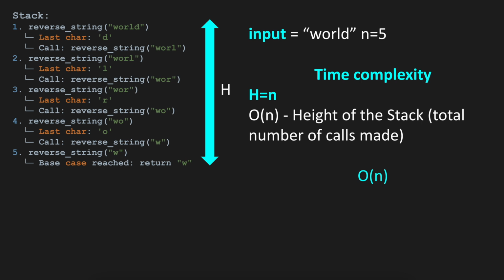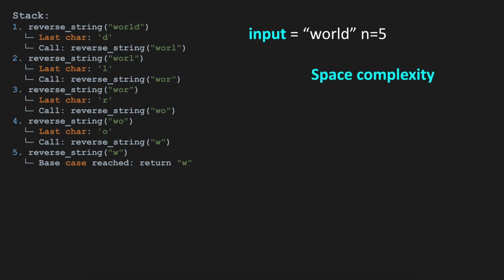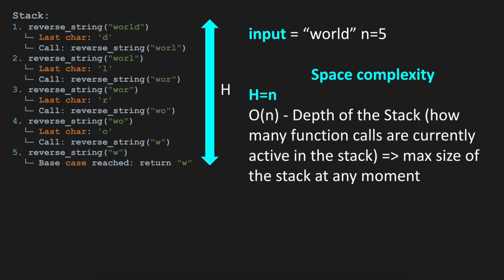So it is the number of the recursive calls that we are making. So how about the space complexity? The calculation of the space complexity is similar. Space complexity is calculated based on the depth of the stack, which is how many function calls are currently active in the stack, which is the maximum size of the stack at any moment.